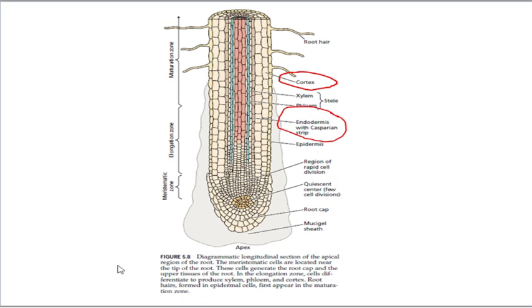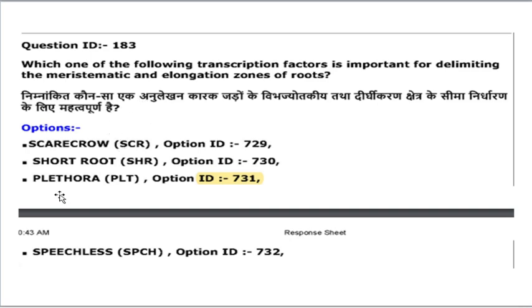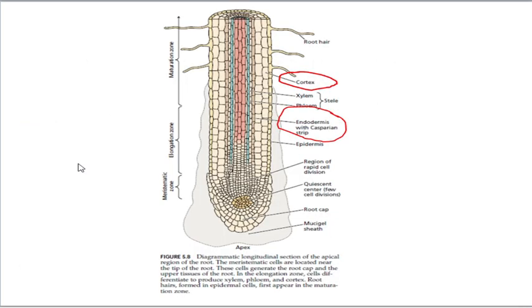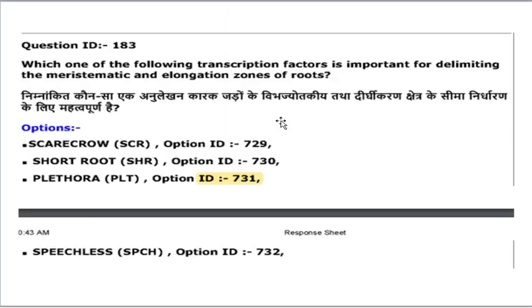Okay, so here you can see there are 3 zones of root: meristematic, elongation and maturation. So PLETHORA gene is important for delimiting 2 zones of root, whereas if you take SCARECROW and SHORT-ROOT, both the genes or transcription factors are important in dividing your endodermis and cortex. So they are important in distinguishing between endodermis and cortex, whereas this PLETHORA gene is important for distinguishing between meristematic and elongation zones of root.